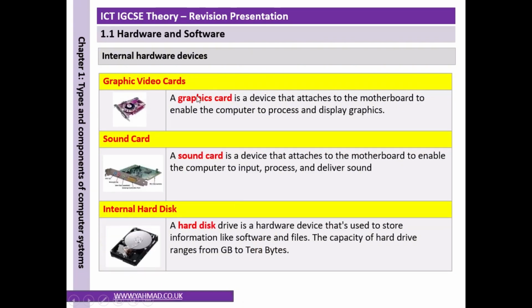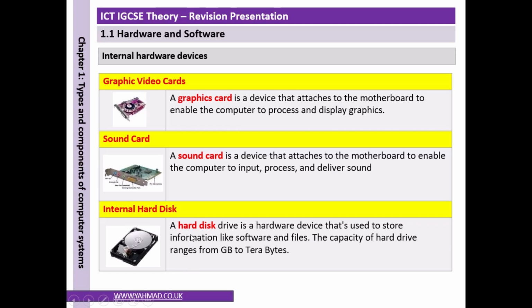And then we have got the graphic card, a very expensive device. Those who are doing graphic design and photo and video editing normally go for graphic cards. It is a device that attaches to the motherboard to enable the computer to process and display HD, high definition graphics. Then we have got the sound card. It's a device that attaches to the motherboard to enable the computer to input, process, and deliver sound.